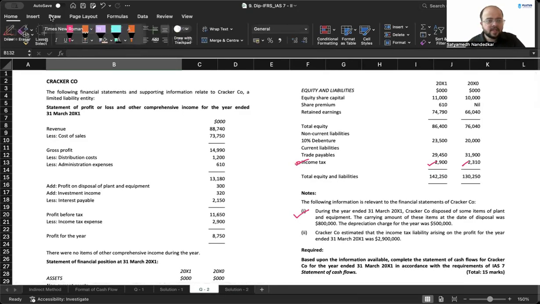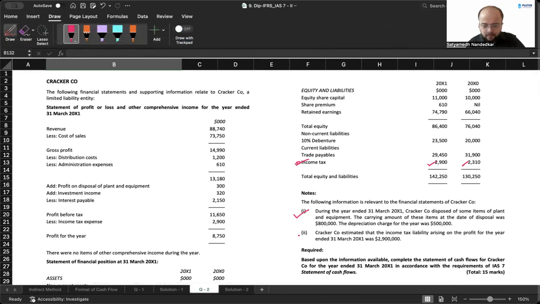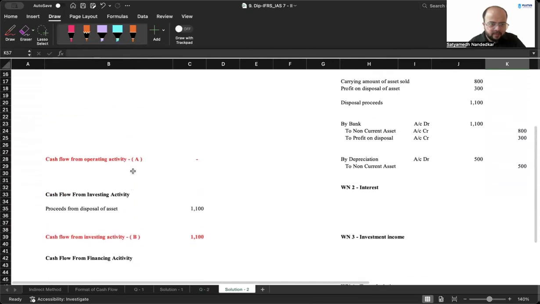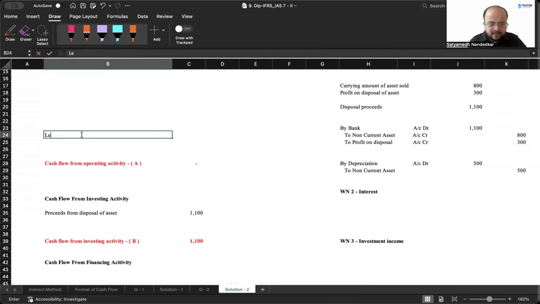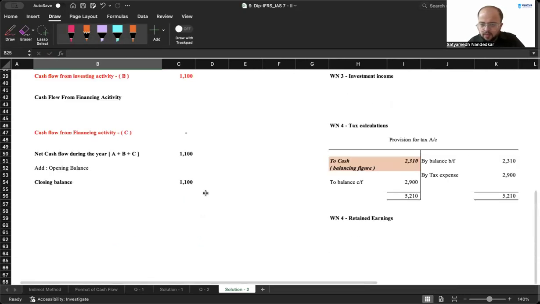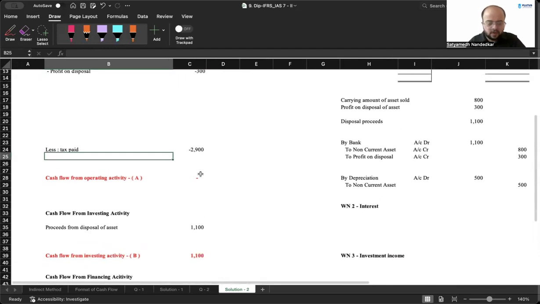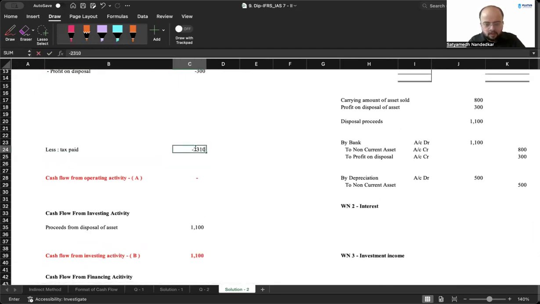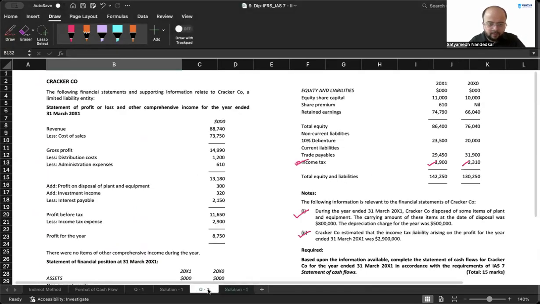So even this has been dealt with. And just write down here in operating activity, less tax paid. How much? 2900. I think 2900, sorry, 2310. 2310 is the amount of tax paid. So just write that down. Now, that is also taken care of.